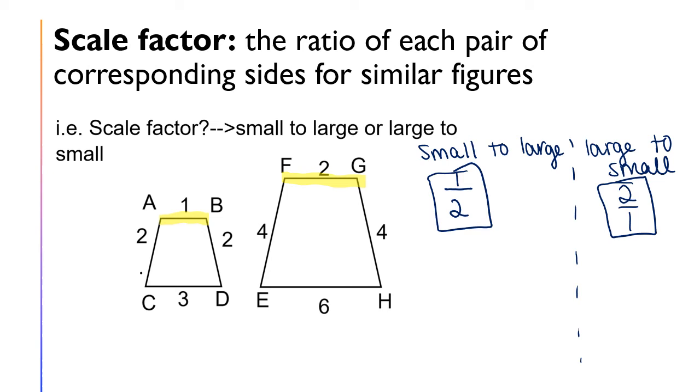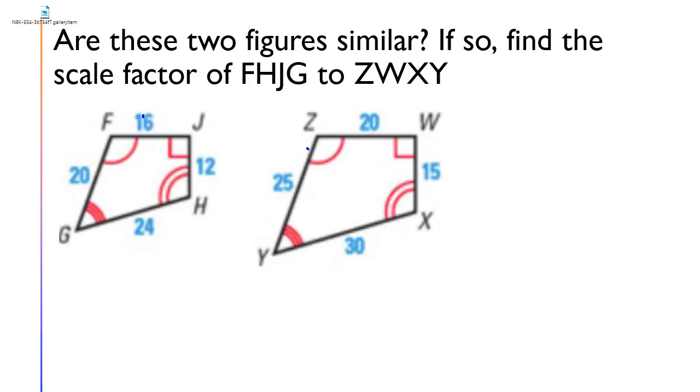So it doesn't matter which pair of sides you choose as long as they are the pairs that correspond to each other. So for this question, are these two figures similar? If so, find the scale factor of FHJG to ZWXY. We can already see their corresponding angles are congruent, so that's the first part. Now we need to look at the pairs of corresponding sides and see if they're proportionate. So let's look at each pair together.